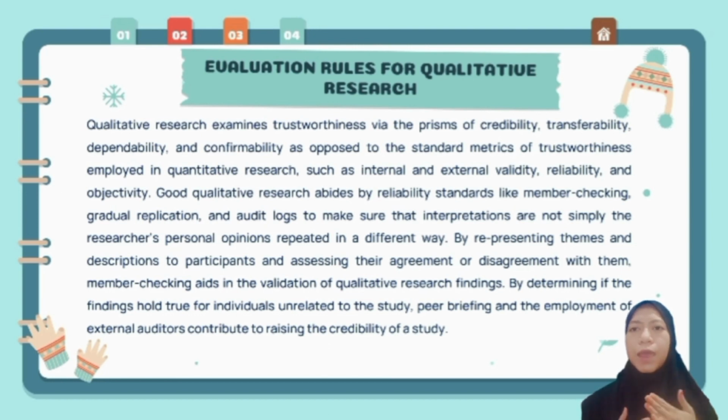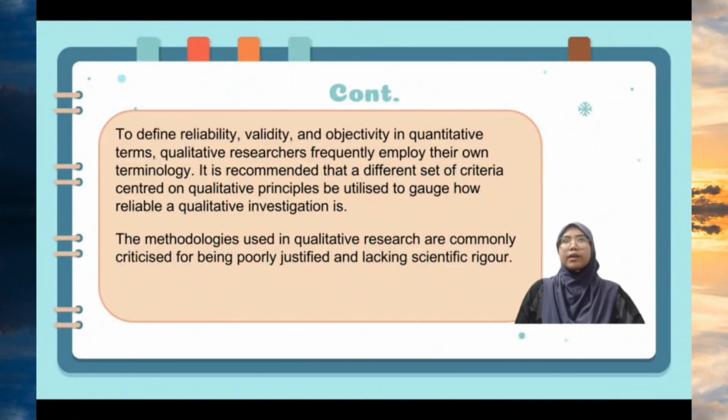By representing terms and descriptions to participants and assessing their agreement or disagreement with them, member checking aids in the validation of qualitative research findings. By determining if the findings hold true for individuals unrelated to the study, peer briefing and the employment of external auditors contribute to raising the credibility of a study. To define reliability, validity, and objectivity in qualitative terms, qualitative researchers frequently employ their own terminology. It is recommended that a different set of criteria centered on qualitative principles be utilized to gauge how reliable a qualitative investigation is.